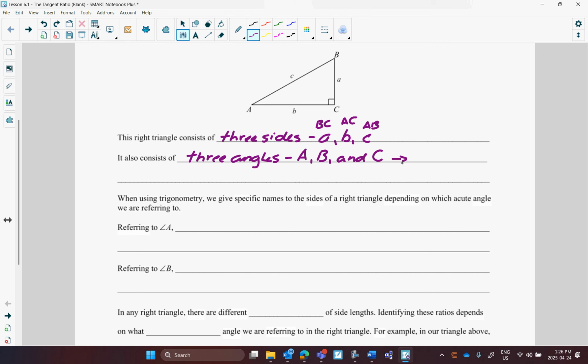And here, in any right triangle, there are two angles less than 90 degrees. Remember the name we give to those. What do we call an angle that's less than 90 degrees? Acute. So A and B are acute, whereas C is a right angle.